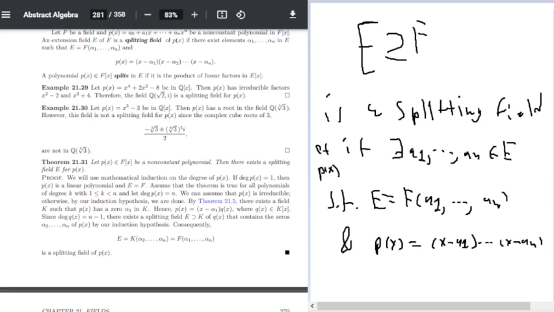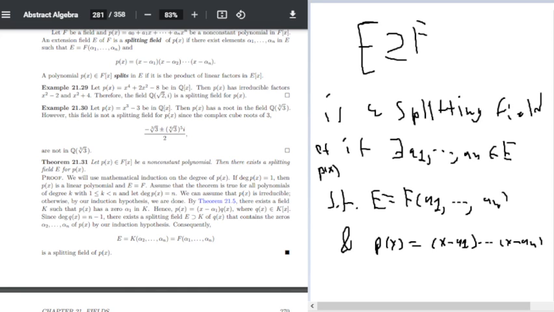Example 21.29. Let p of x be equal to x to the fourth plus 2x squared minus 8 in Q of x. Then p of x has irreducible factors x squared minus 2 and x squared plus 4. Therefore, the field Q adjoined square root of 2 and i is a splitting field for p of x.